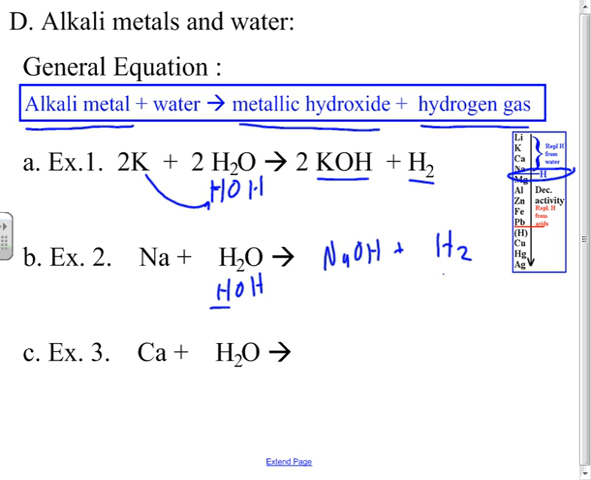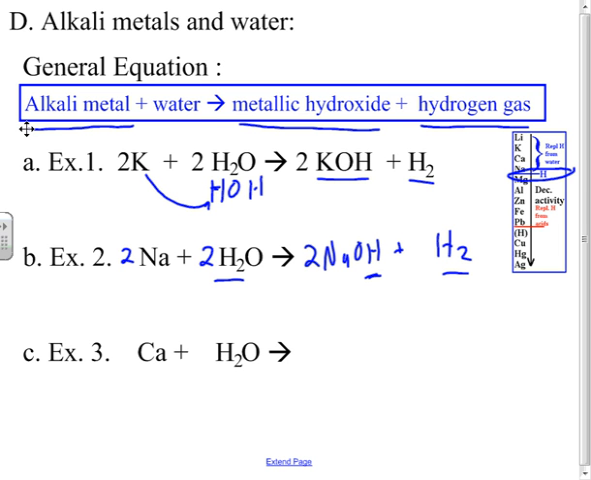To balance this, we have 3 hydrogens on this side. Hydrogens can only be even on this side, so I'm going to double this one because that single hydrogen is what made the product side odd. That gives us 4 hydrogens and 2 oxygens. So if I put a 2 there, that balances all the hydrogens and oxygens. 2 sodium, so I need to put a 2 there.